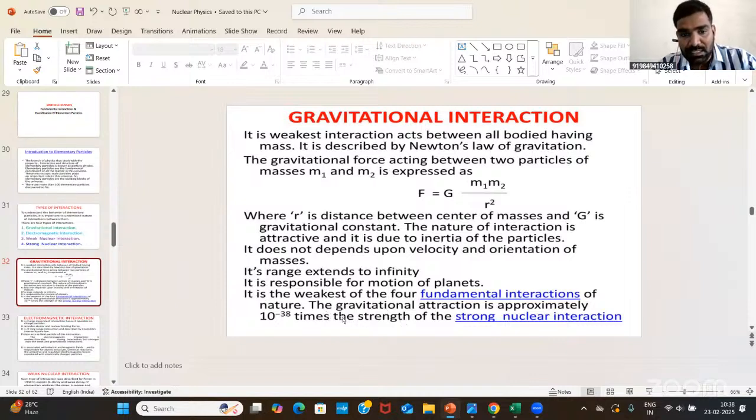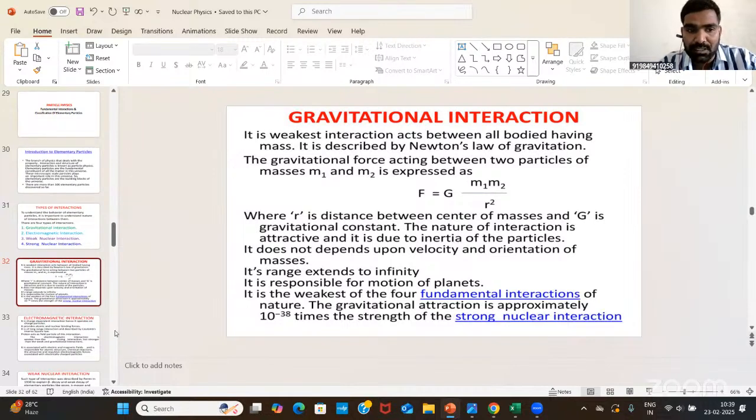So it is this much less, 10 to the power of minus 38 times. It is lesser than the strong nuclear interaction. The strong nuclear interaction means the interaction between, as I said in the earlier class, protons and neutrons, isn't it? Protons and neutrons are held together because of the strong nuclear interaction. So this gravitational attraction is 10 to the power of minus 38 times lesser than the strong nuclear interaction.